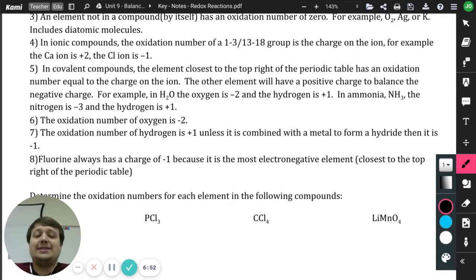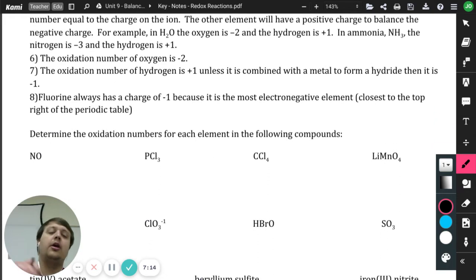And then rule number 8 says fluorine always has a -1. And the reason is because it is the most electronegative, right? And we know that electronegativity is that tendency to attract an electron, right? So it's going to be the most likely to pull an electron towards it, giving that transfer of electrons towards it, making that negative charge happen.